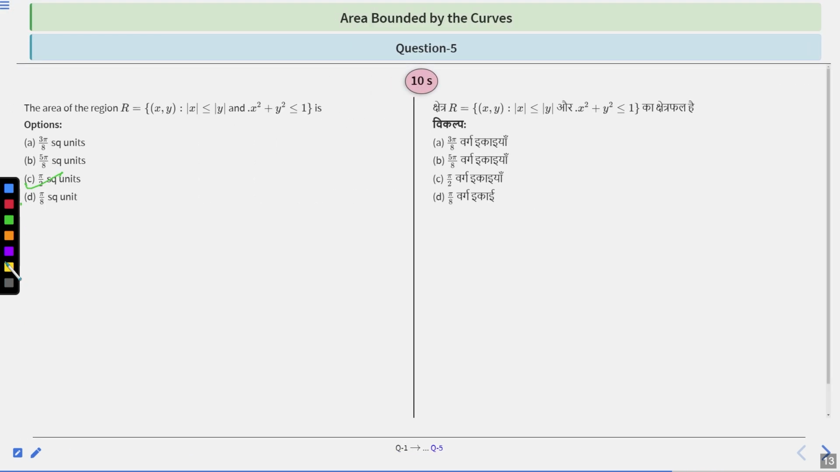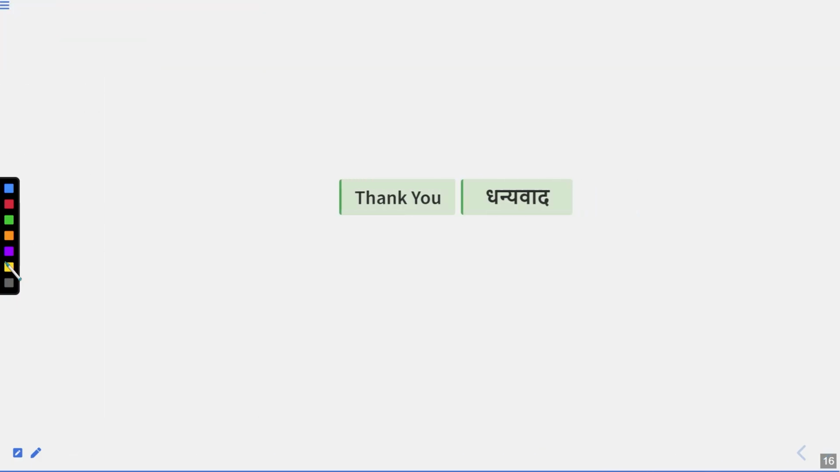In this way, we have solved different types of questions from the concept of area bounded by the curve. Hope you understood the concept and how to apply it in the questions, and hope you liked the lecture. Okay. Thank you so much.